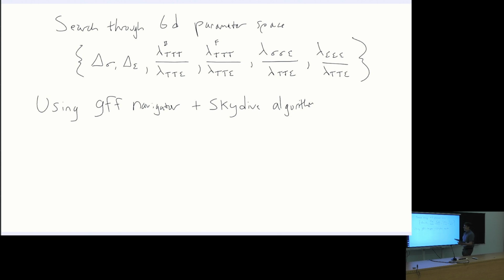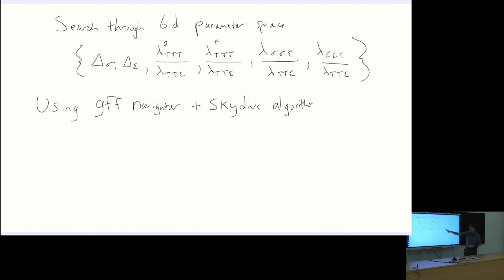So we have to precisely define this navigator function, which is negative inside the allowed region and positive outside of the allowed region. Then if we start from some point outside of the allowed region, we can use this skydiving algorithm to systematically decrease the navigator and find some allowed region.